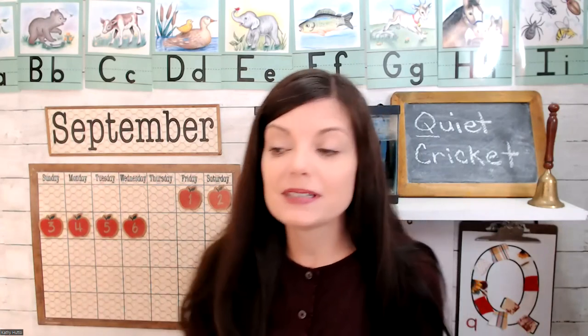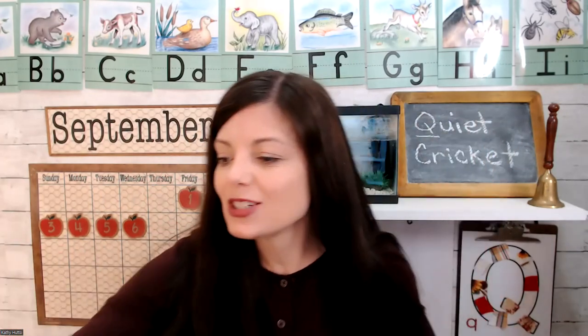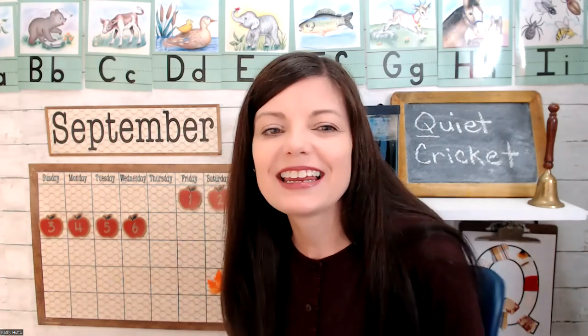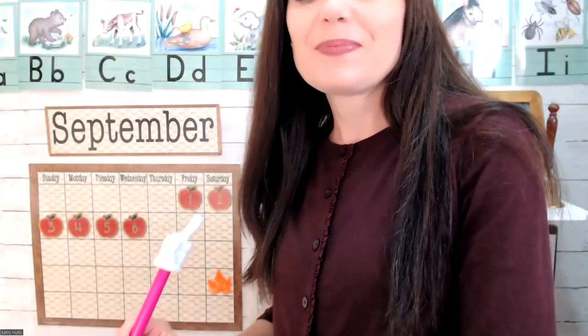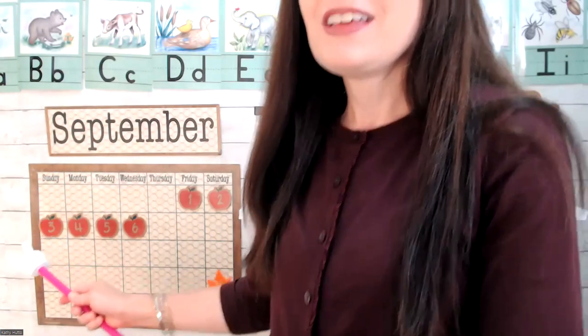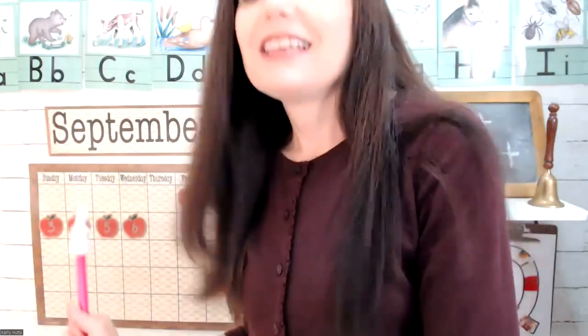The month is September, and let's reach into our can and see how we will count. It says we're gonna jump. Of course, we're gonna jump like a cricket. Are you ready? Do you wanna stand and jump? Okay, here we go. One, two, three. Four, five, six. Today is September 6th.